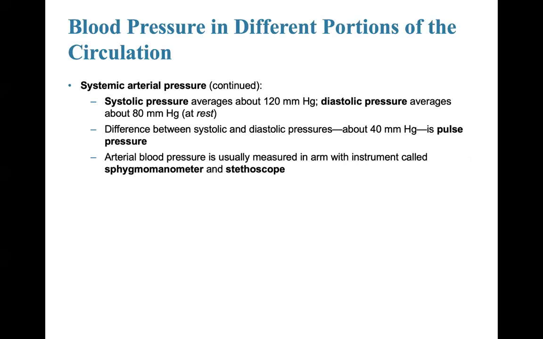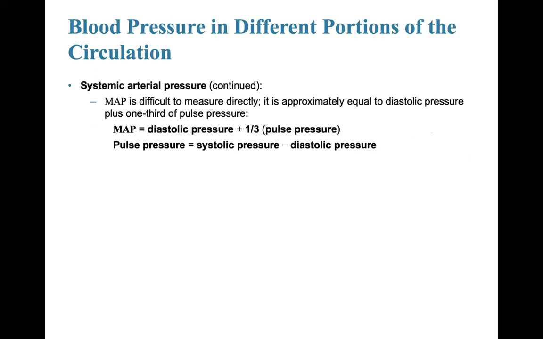The arterial blood pressure is usually measured in an arm, where they will generally determine it with a sphygmomanometer and a stethoscope. To determine the mean arterial pressure, you want to take the diastolic pressure plus 1/3 the pulse pressure. The diastolic pressure, again, would be 80 plus 1/3 the pulse pressure, which is 40. And that will give you your typical MAP. And I said it's typically somewhere around 93 to 95.